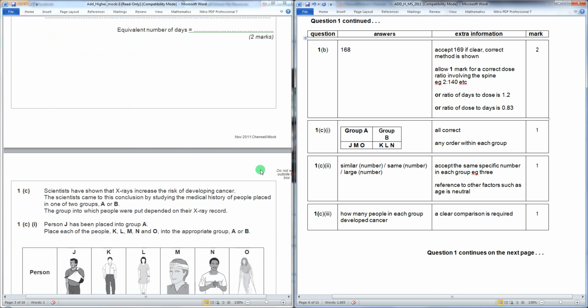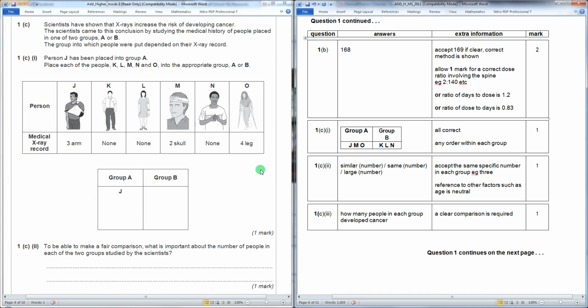Now the next part of the question is about scientific studies and how they are performed. And it's very important when you get these kind of questions to read very carefully what it's asking you. It's easy to make a mistake about what the question is asking you. So scientists have shown that x-rays increase the risk of developing cancer. The scientists came to this conclusion by studying the medical history of people placed in one of two groups, A or B. The group into which people were put depended on their x-ray record. So that's really important information. If you don't read that, you cannot really answer the question.